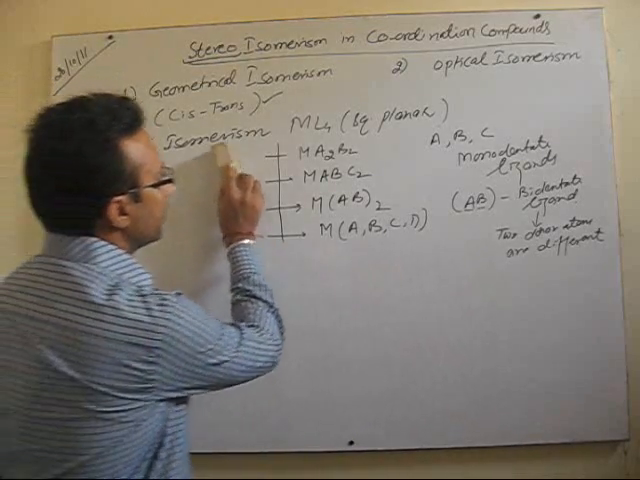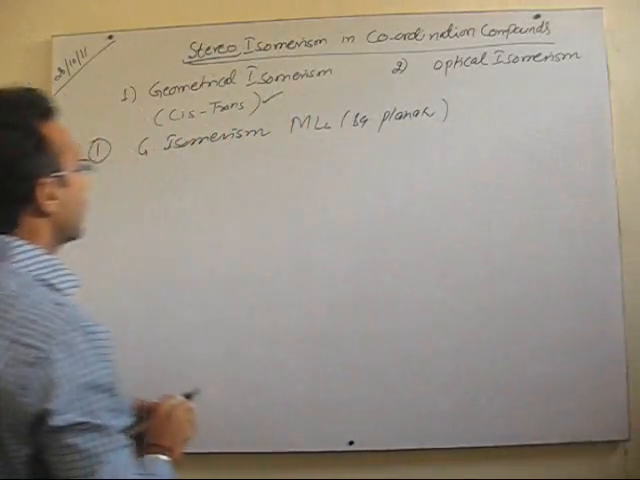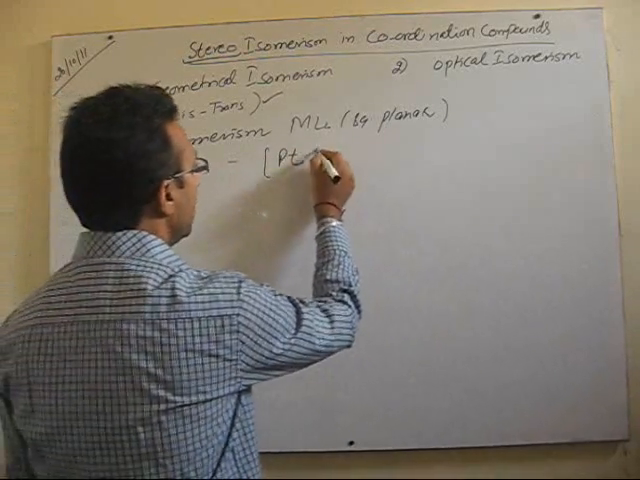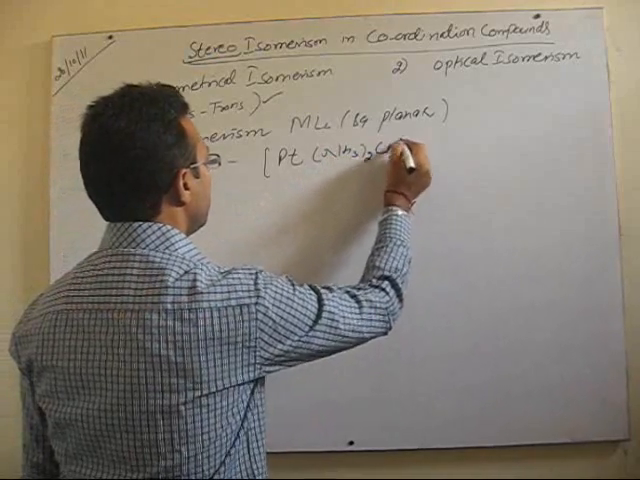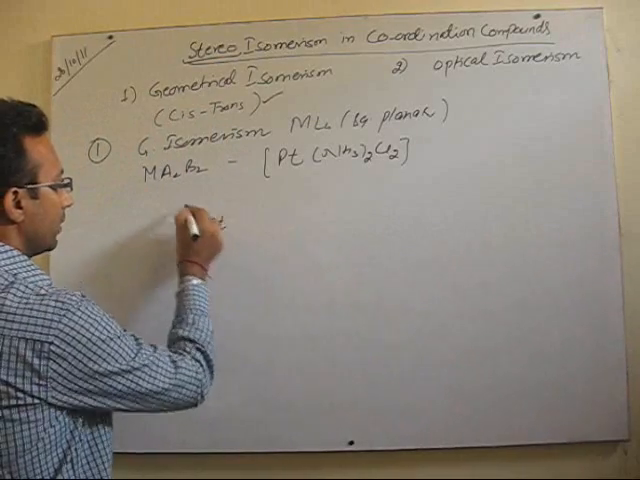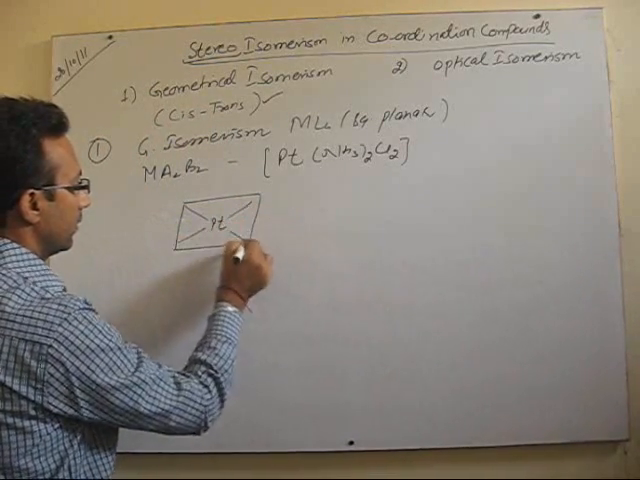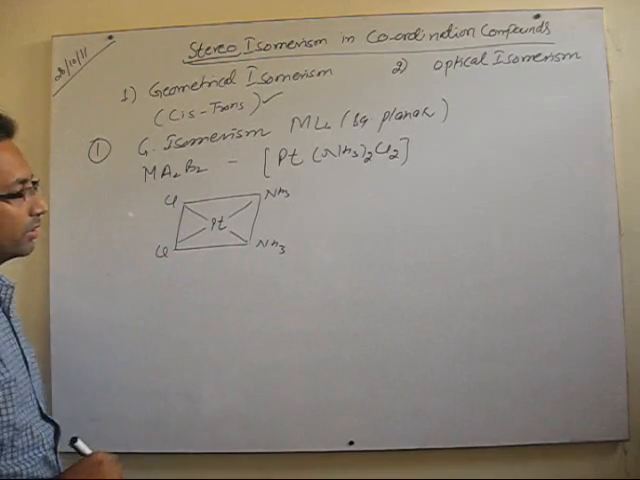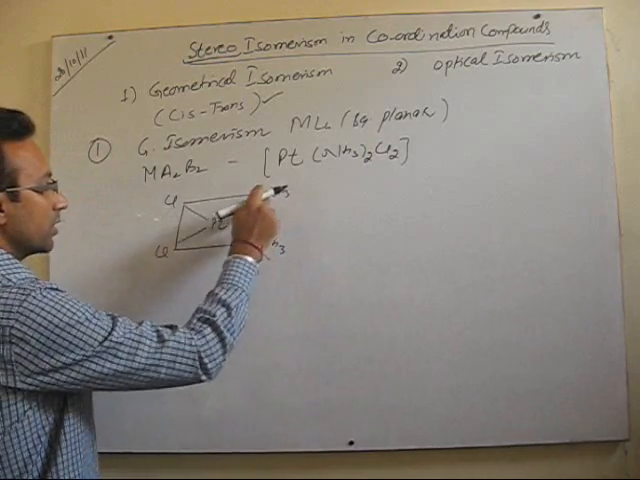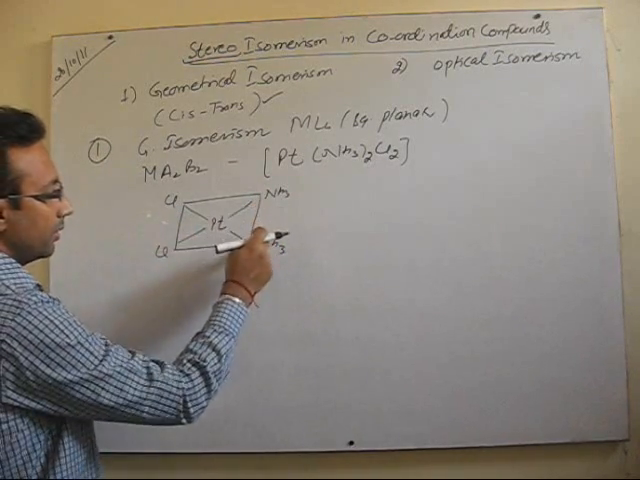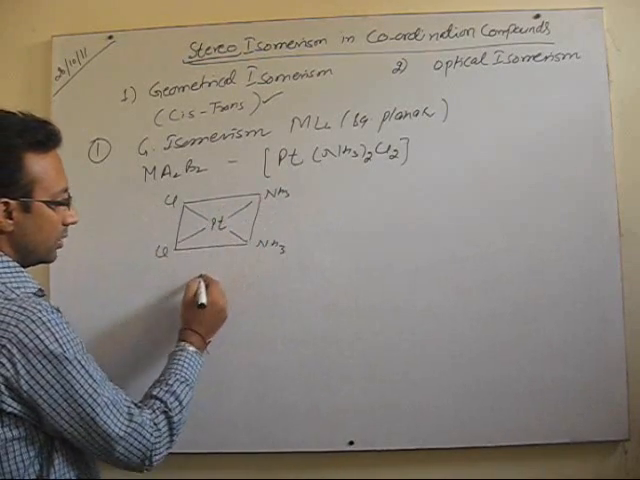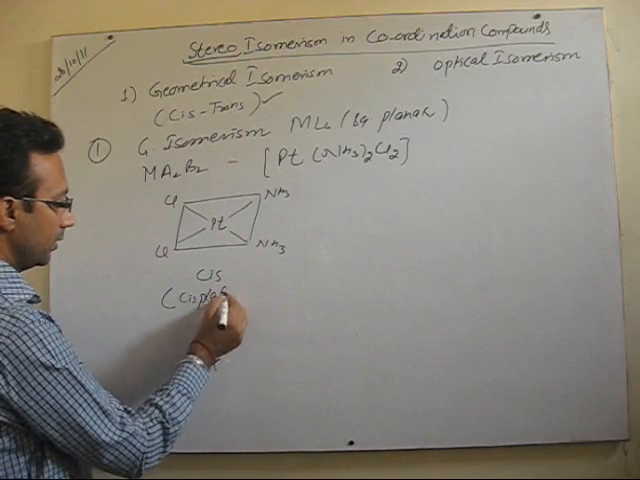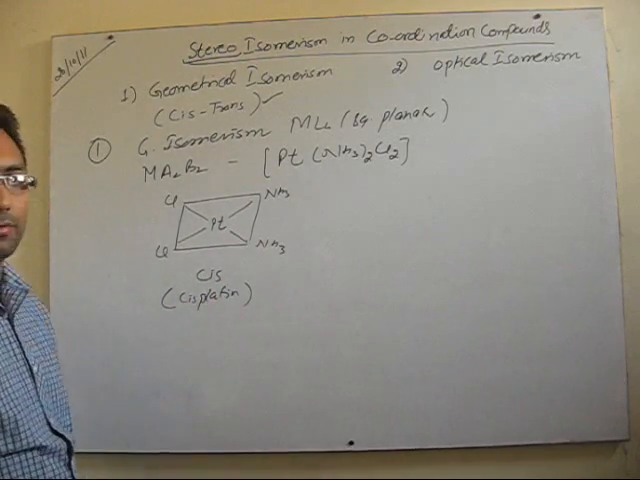Fine. So let me start with the first category, MA2B2 type. We have here an example of platinum, a very important complex. Now here let me draw its square planar structure. One of the spatial arrangements of the ligands is this. In this type of arrangement, the same donor atoms are at the closest position: nitrogen, nitrogen and chlorine, chlorine on the same side. Such an isomer is called the cis isomer. This particular isomer of this compound is also known as cisplatin, and it is very commonly used and very important in the treatment of cancer.